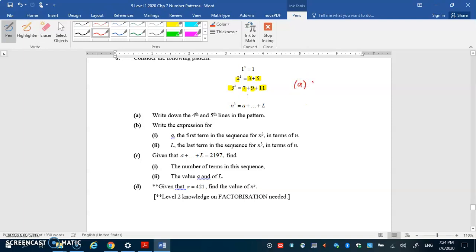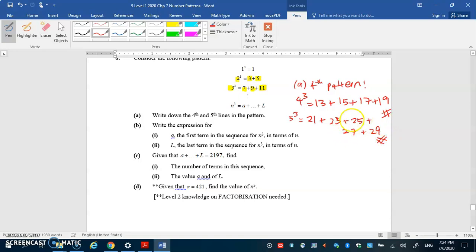Okay, so for part A, the fourth pattern will be 4 cubed. 4 cubed will be equal to the next 4 odd numbers: 13 plus 15 plus 17 plus 19. Okay, that's all the pattern they want. And then 5 cubed will be equal to the next 5 odd numbers added together. So 21 plus 23 plus 25 plus 27 plus 29.